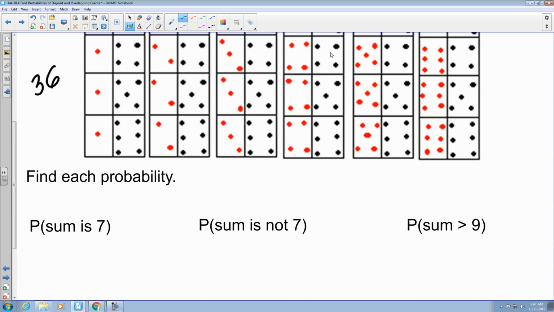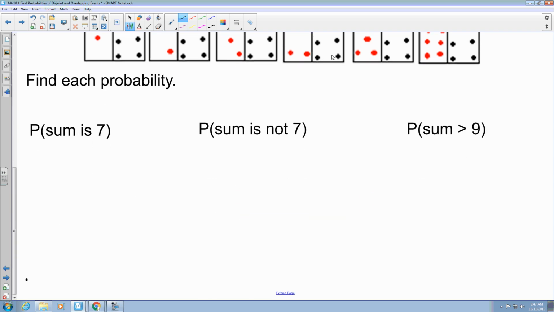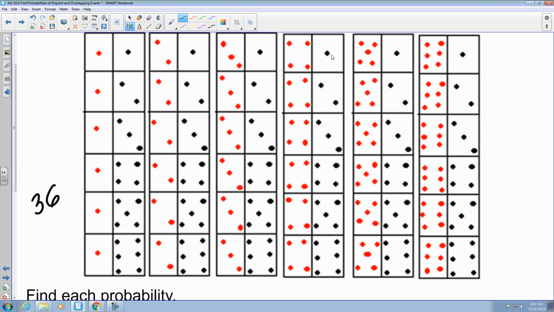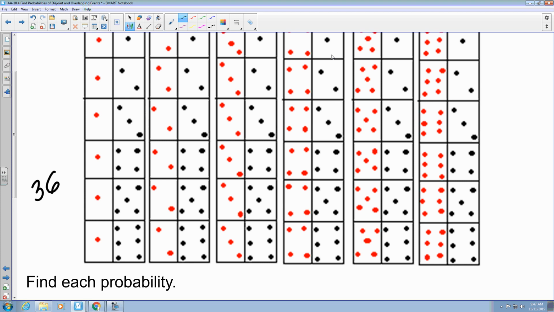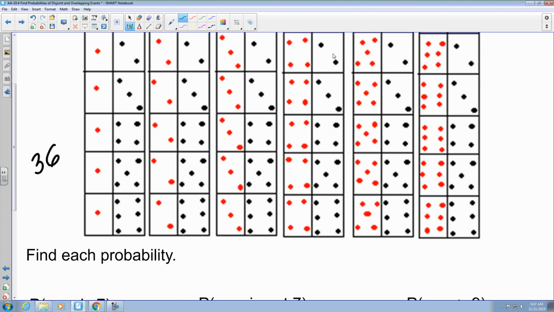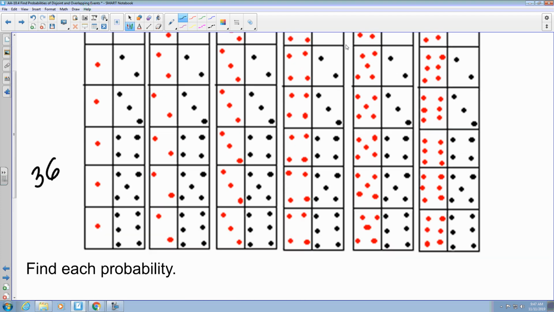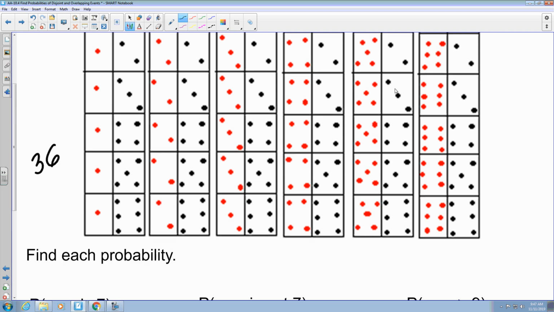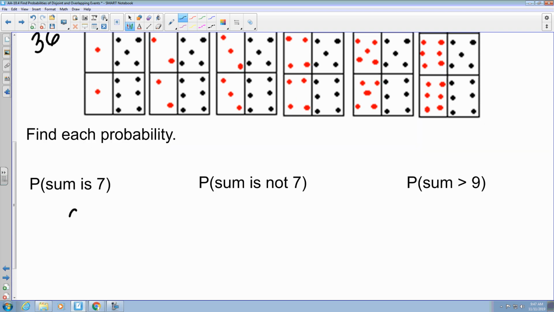The question they pose here is, what is the probability that the sum is 7? We could have a 3 and a 4, we could have a 6 and a 1, and so on. If we count it out, we got 1, 2, 3, 4, 5, 6. So we have 6 out of a possible 36 outcomes, and reduced, that's 1 out of 6.